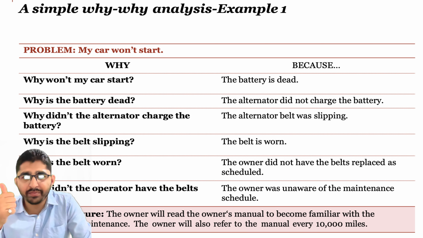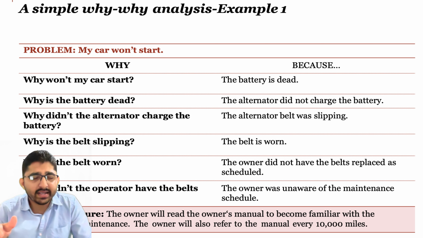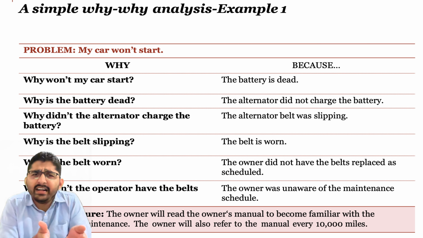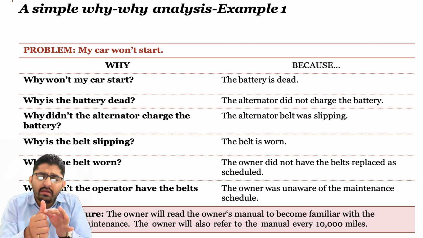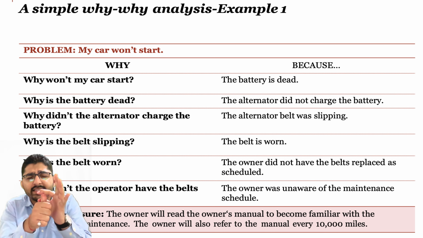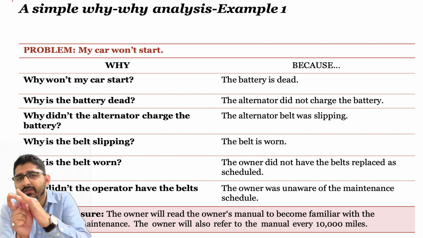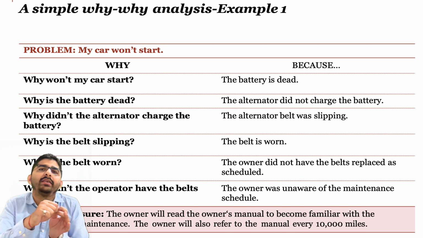So I have answered my problem: the battery is dead. Why is the battery dead? Because the alternator did not charge the battery. Why did the alternator not charge the battery? So when you put the first why question, the answer of that first why is going to become the question for the subsequent why. Understand?